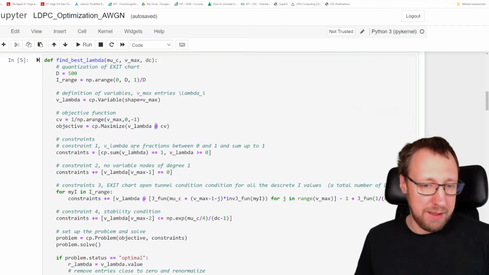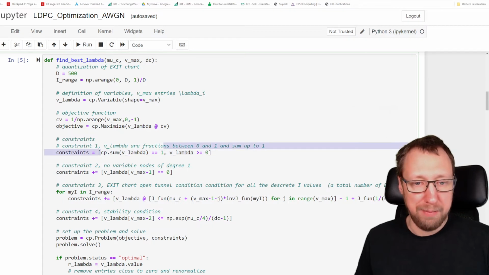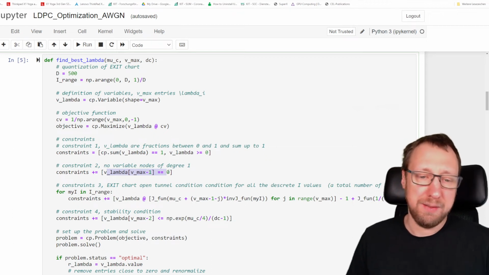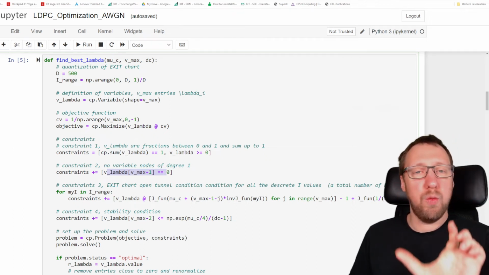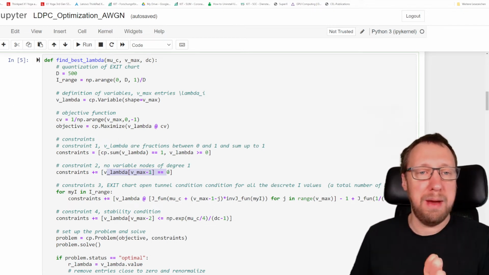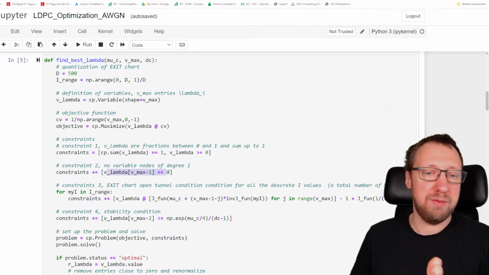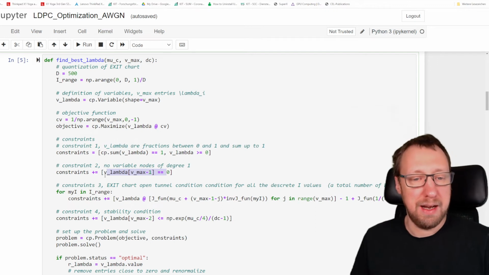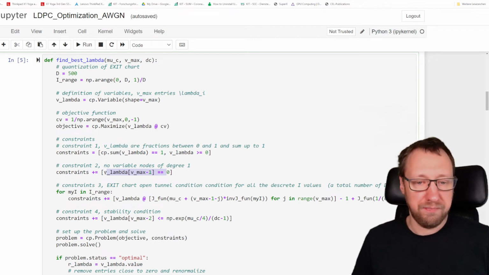Then we have the constraints. First constraint, the sum over all lambda i must be equal to 1, and all lambda i's must be larger or equal to 0. Then we don't want to have variable nodes of degree 1. This is lambda 1 must be equal to 0. And for implementation reasons, because it was slightly easier this way, we flip the lambdas. So the first entry in this vector lambda is lambda dv max. The next one is lambda dv max minus 1, and so on. So it is just differently arranged, but this means that lambda 1 should be equal to 0.